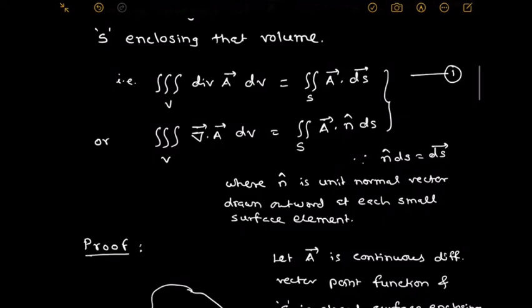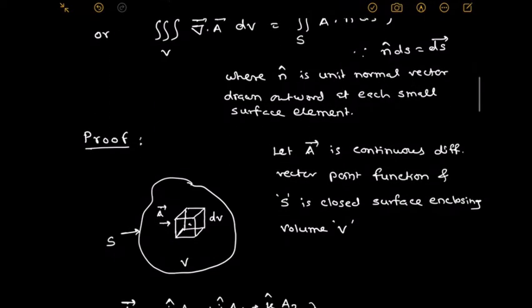Now we have to prove this statement. For that we are considering a closed surface, that surface which encloses the volume V. V is the total volume. In that volume we consider a small element. That small volume element we express in terms of Cartesian coordinate system.